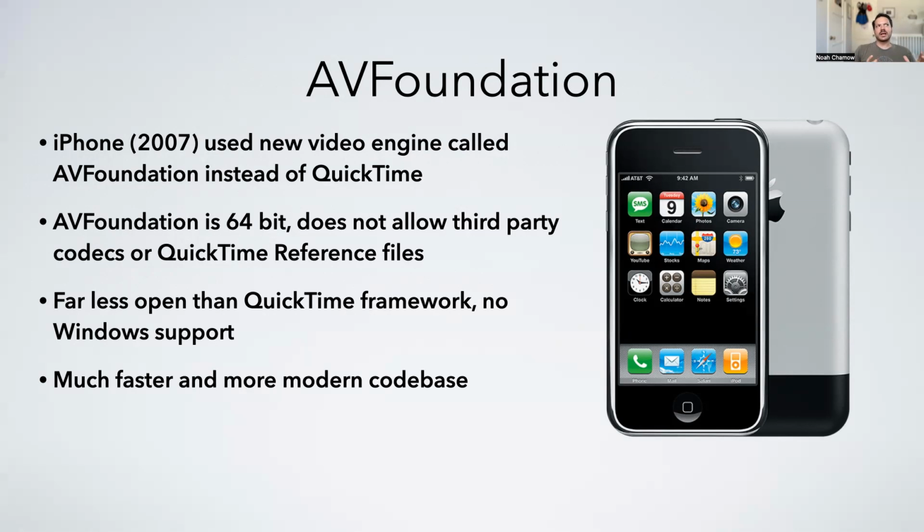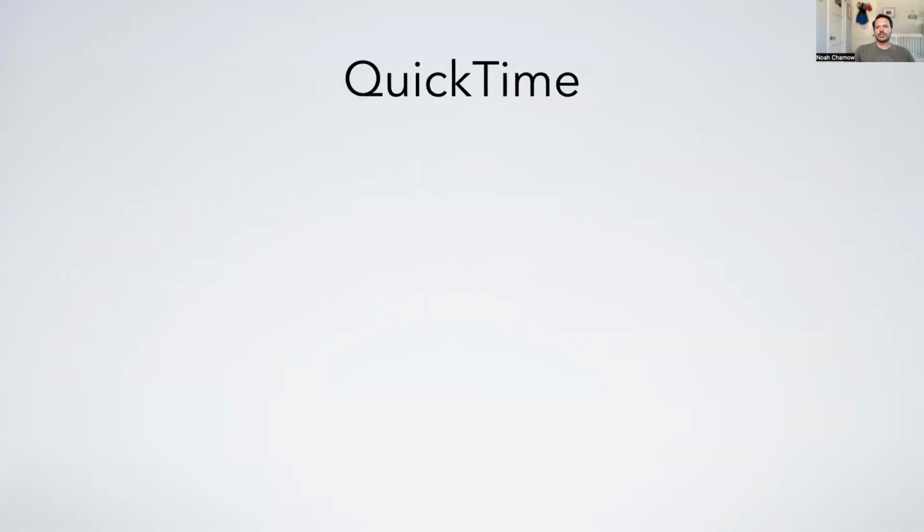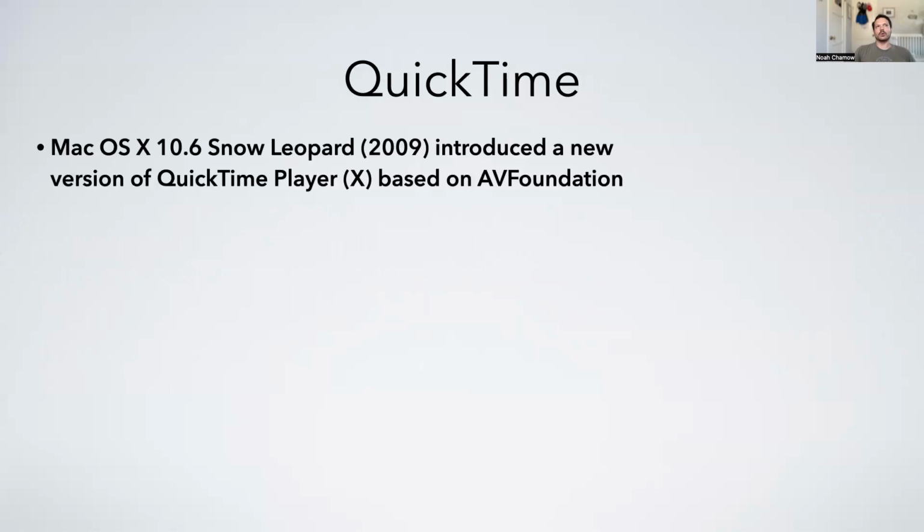So at the time, AV Foundation was really only on the iPhone. And so in 2007, 2008, Macs were still completely QuickTime. That changed in 2009 with the release of macOS Snow Leopard, which introduced a new version of QuickTime Player called QuickTime Player 10, which was based on AV Foundation instead of QuickTime. In the early versions of QuickTime 10, there was actually a translation layer, which I didn't think was important to include, but basically you could play stuff through the QuickTime framework in the early versions of QuickTime Player, but that eventually got dropped.